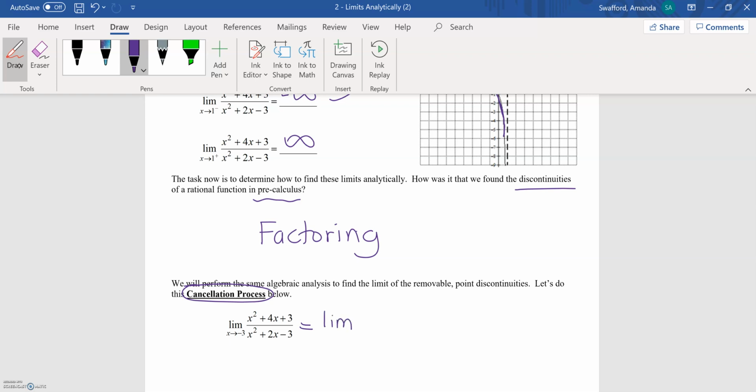Let's take a minute and factor the numerator. So we need two numbers that multiply to give us 3 and add to give us 4. That would be x plus 1 and x plus 3.